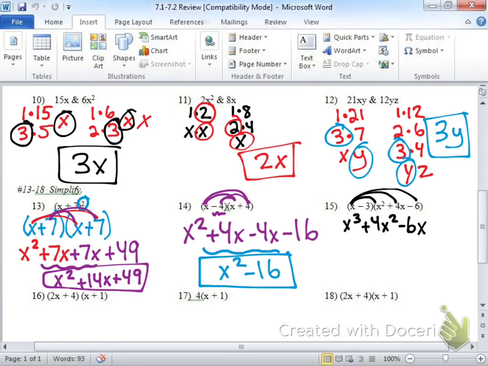Then you go through and distribute again, but this time by negative 3. So negative 3 times x squared is negative 3x squared. Negative 3 times 4x is minus 12x. And negative 3 times negative 6 is plus 18.